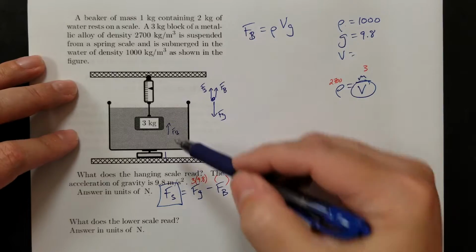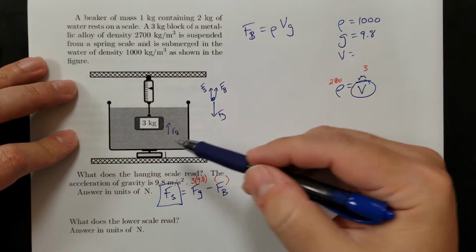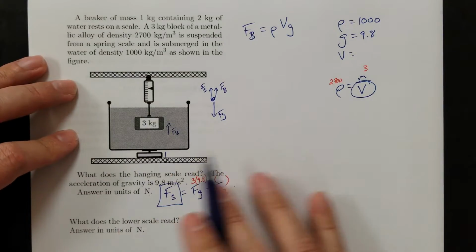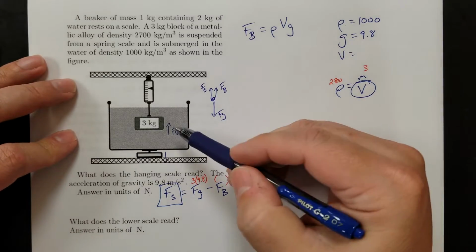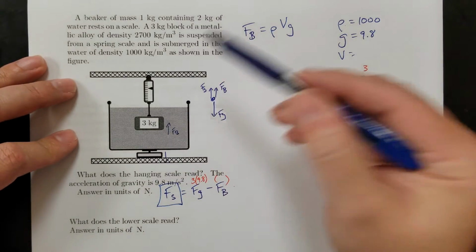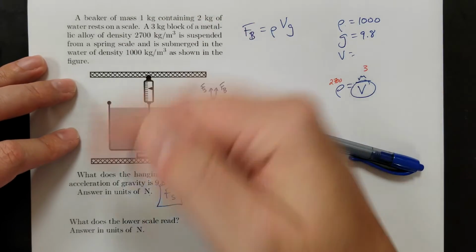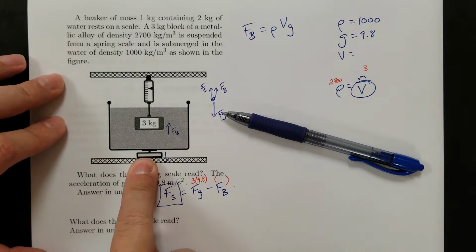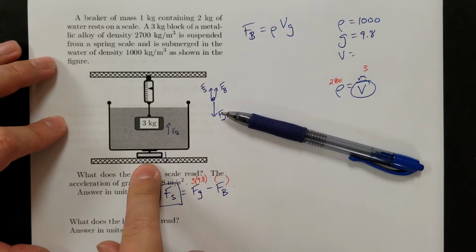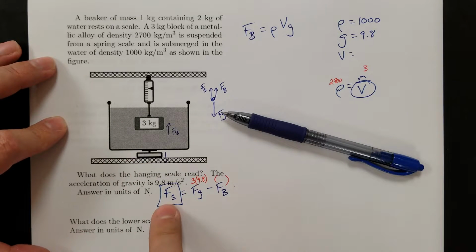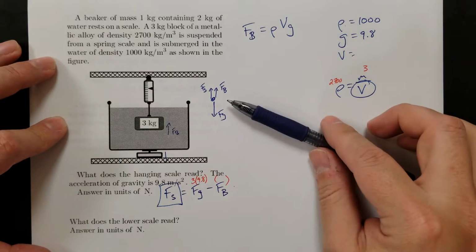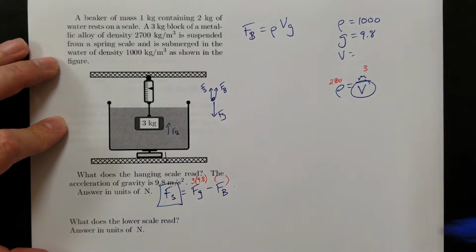Okay, second part. What's the lower scale read? Okay, so in this one, basically the lower scale supports everything minus the scale, right? What this is pulling up, if this scale wasn't there, everything in here would be supported by that lower scale, right? So really I just need to tack everything together and then subtract out whatever answer I got for the force from the spring scale up here, right, for number 1.